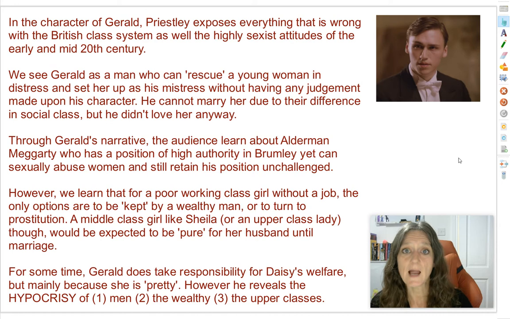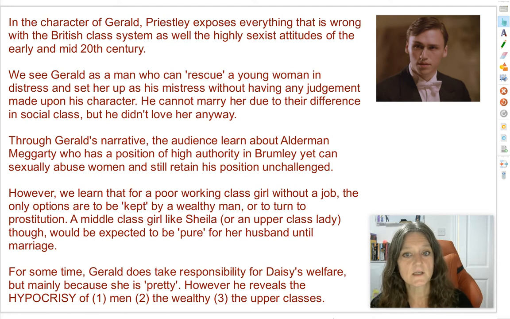Gerald has enormous power because he is just about upper class, so he just sneaks into the upper classes because of his mum and dad, Sir and Lady Croft, and because of his privilege and his wealth, he can rescue a young woman who's in distress, and then a few weeks later he can set her up as his mistress. As a young man, no judgment will be made against his character, so you can see that Gerald also exemplifies the sexist attitudes of the early and mid 20th century. Some of you might argue that those sexist attitudes and the way the women and men are judged haven't really changed into the 21st century as well.